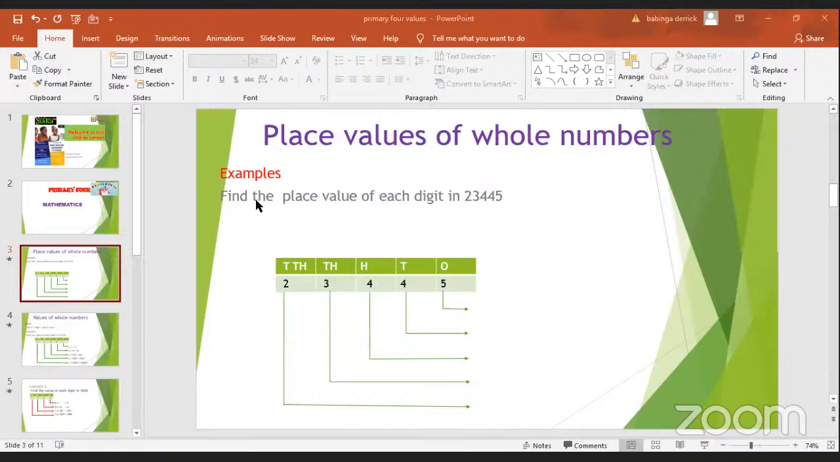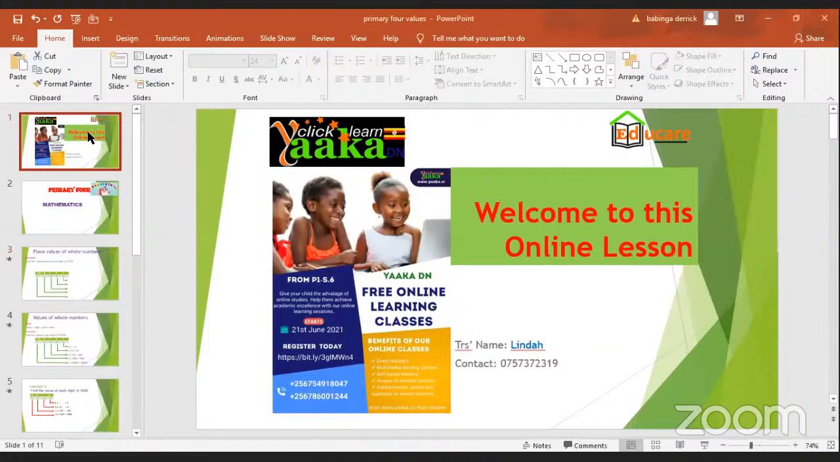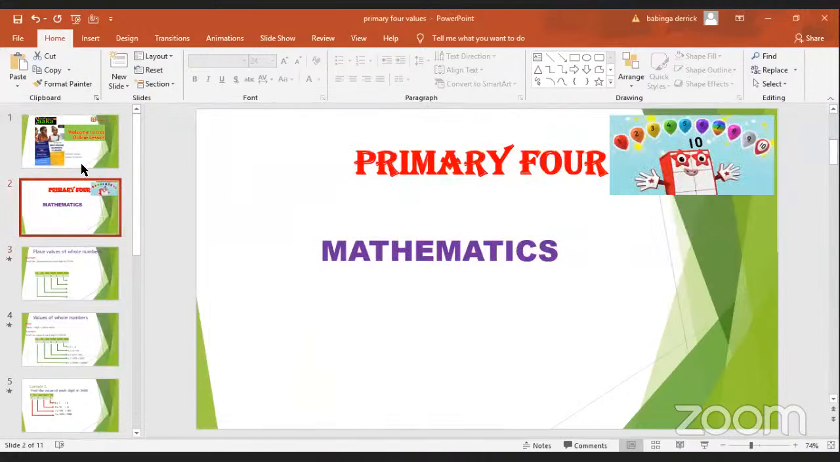Those who have just joined us, Teacher Linda, we're having mathematics for primary 4 right now. Feel free to ask a question where you need help. Just feel free to interact with anything.